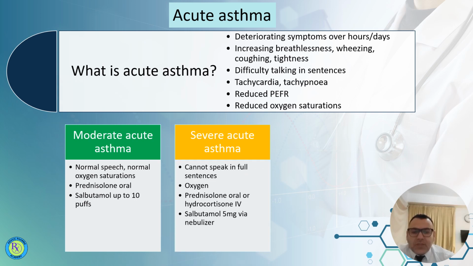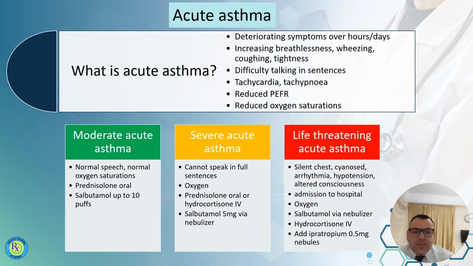Severe acute asthma, where the patient cannot speak in full sentences. In this case, the patient needs oxygen, so it can be done in the doctor's office or in a hospital. He needs oral prednisolone or IV hydrocortisone. He can use salbutamol 5 mg, but it's better to be given through a nebulizer.